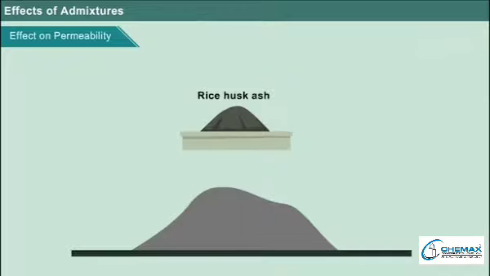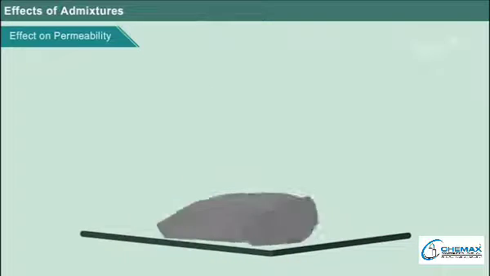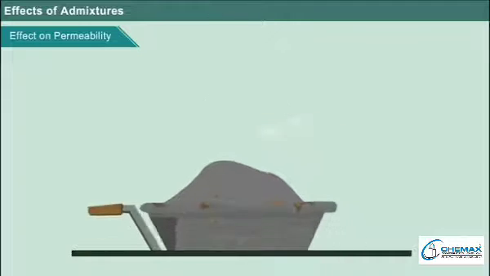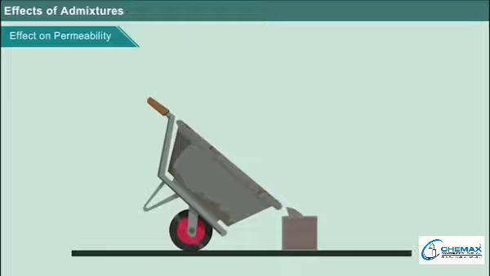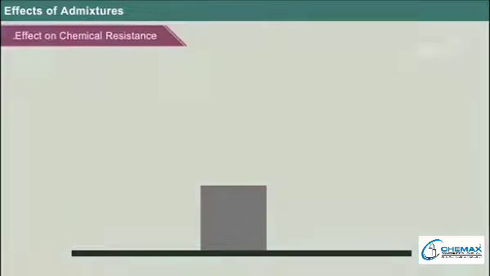Effect on permeability. Metakaolin and rice husk ash are used to decrease the permeability of concrete. Air entrainment in concrete has a significant effect on the permeability of concrete. Greater uniformity of concrete with entrained air is due to its increased workability and modified pore structure.